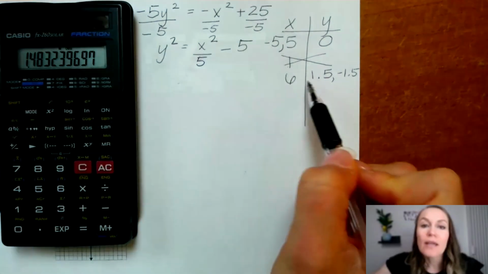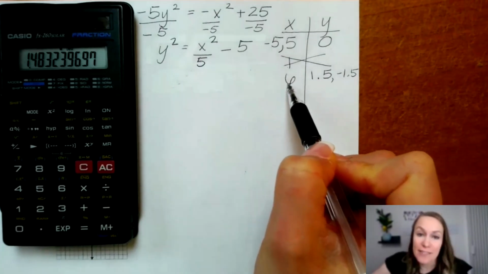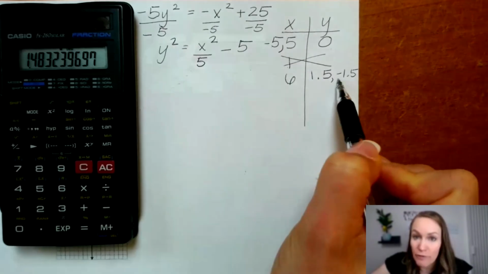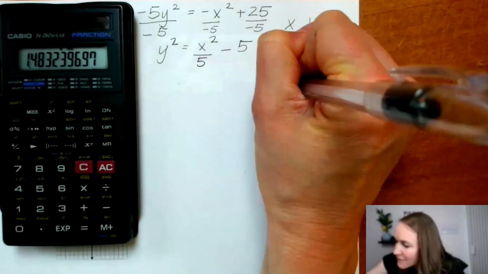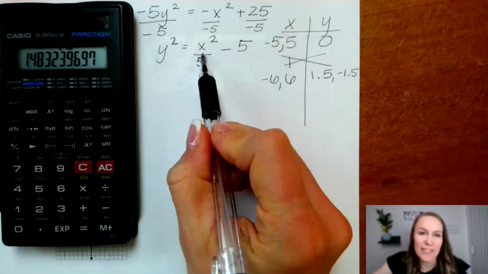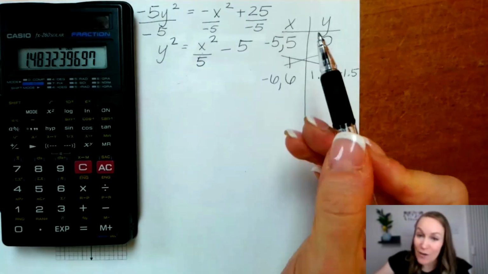So I have 2 points from this so far. I have 6 comma 1.5 and 6 comma negative 1.5. Now, what about the situation where we have negative 6? When I toss in negative 6 here, I still get positive 36. So my numbers actually aren't going to change.